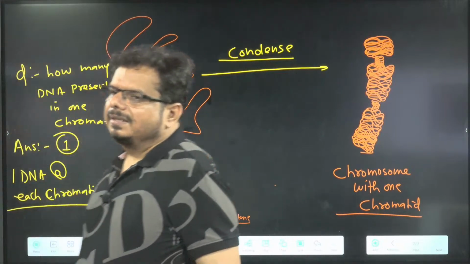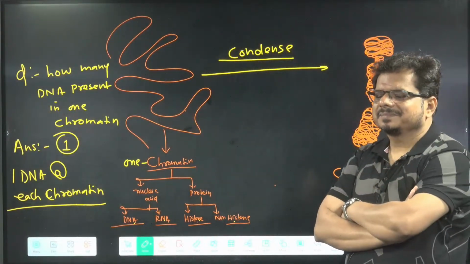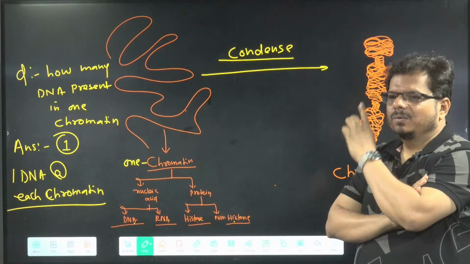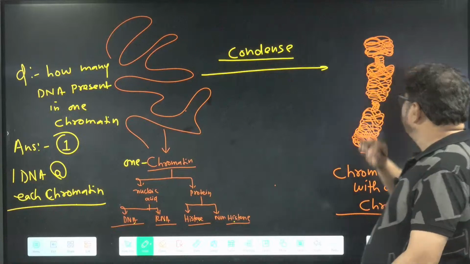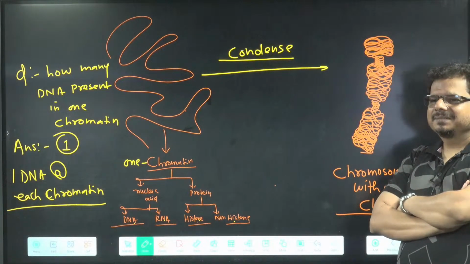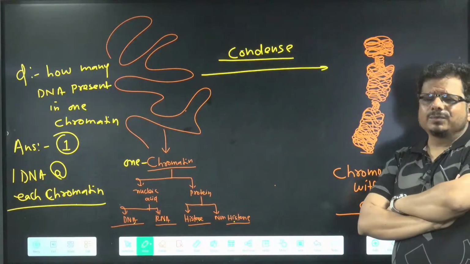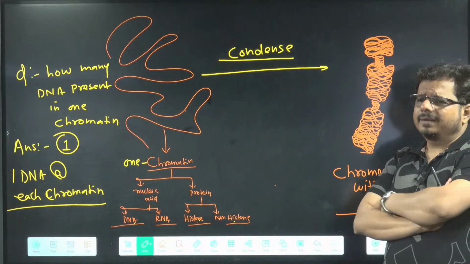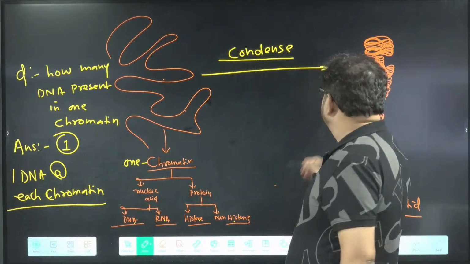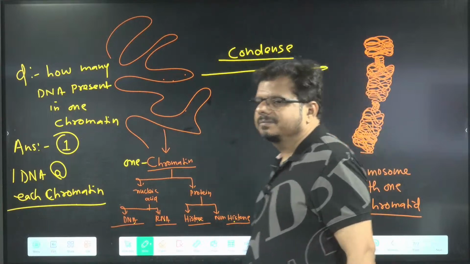Right? So in this chromatid, how many DNA is there? One DNA. In this chromosome, how many DNA is there? One DNA. The only difference between chromosome and chromatid is that one is uncondensed and the other is condensed. When it uncondenses, it becomes like this. When it becomes condensed, it becomes like this.